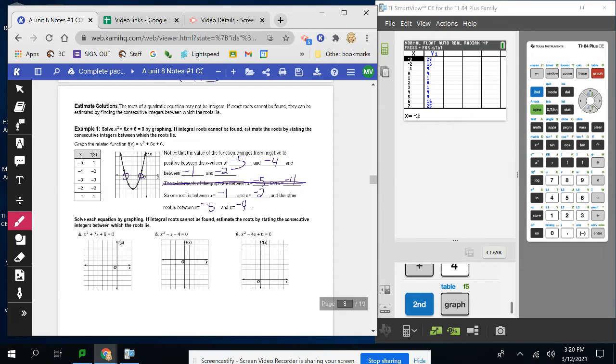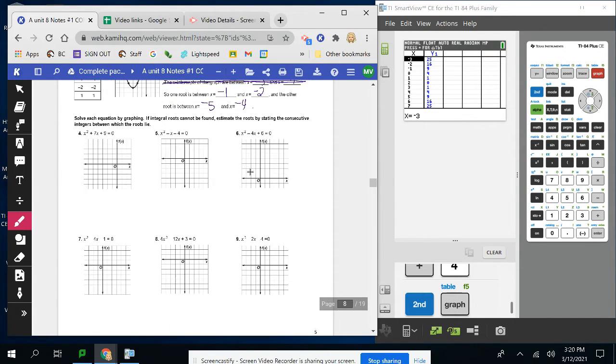So let's do example 1 together, or number 4 together. So again, what I want to do is graph this function. So to graph this function, I replace 0 with f of x. I need to find my axis of symmetry. So a equals 1, b equals 7. So my axis of symmetry is negative b over 2a. So in this case, it's negative 7 over 2, which is negative 3.5. So I make my table, and I make sure negative 3.5 is in my table.